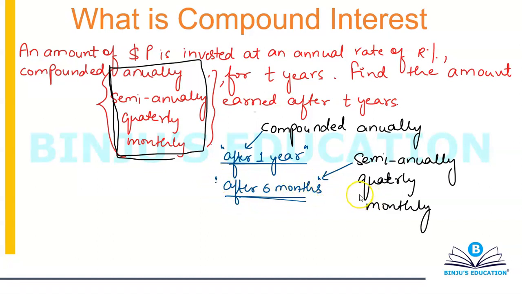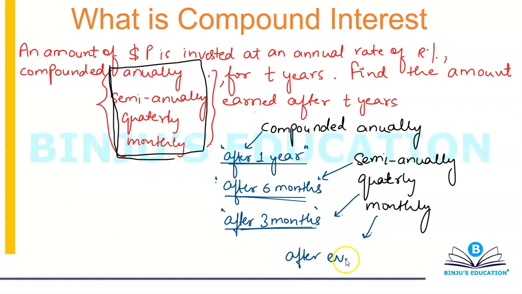Similarly, if your money is being compounded quarterly, you basically have 4 quarters in 1 year. That means you will receive your interest after every 3 months. And when you say that your money is being compounded monthly, that means you will receive your interest after every month. This is the meaning of the terms compounded annually, semi-annually, quarterly, or monthly.